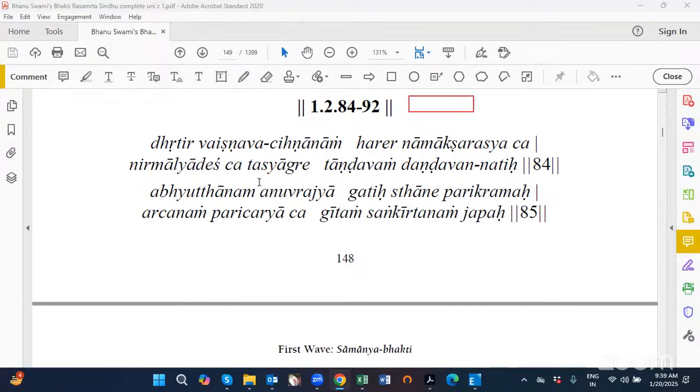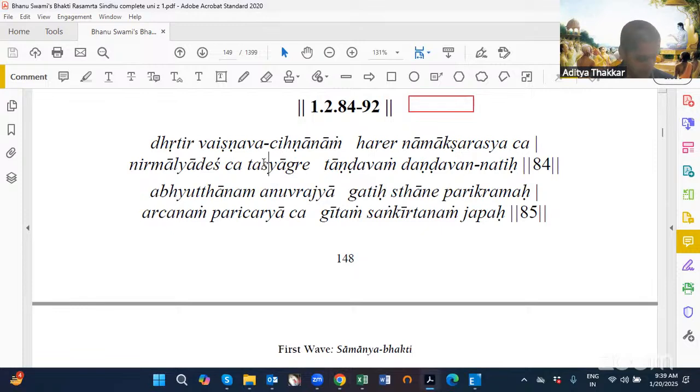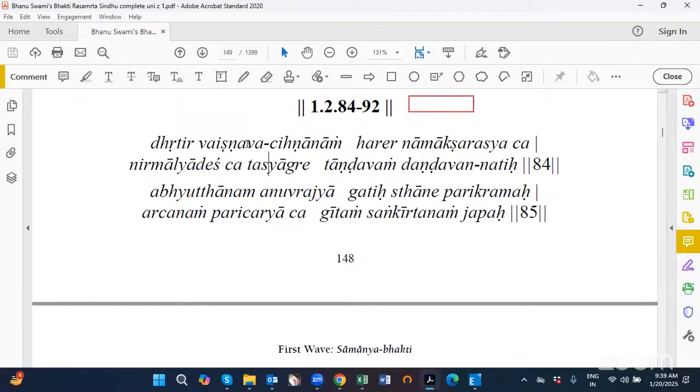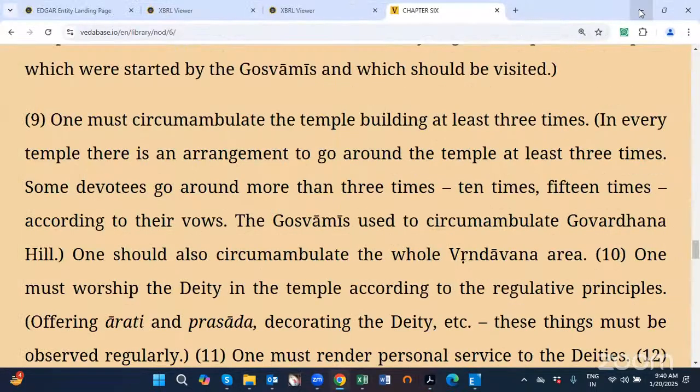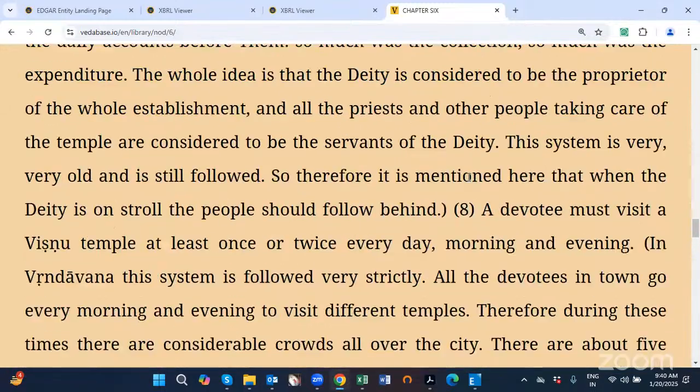83 we have to do, no? 83 also there, Mataji. Okay. 84. 1.2.84. It's continuously there, 84 to 92, and that is how the chapter ends also. So what we'll do is, we will do two verses. So it will be easy to understand also.